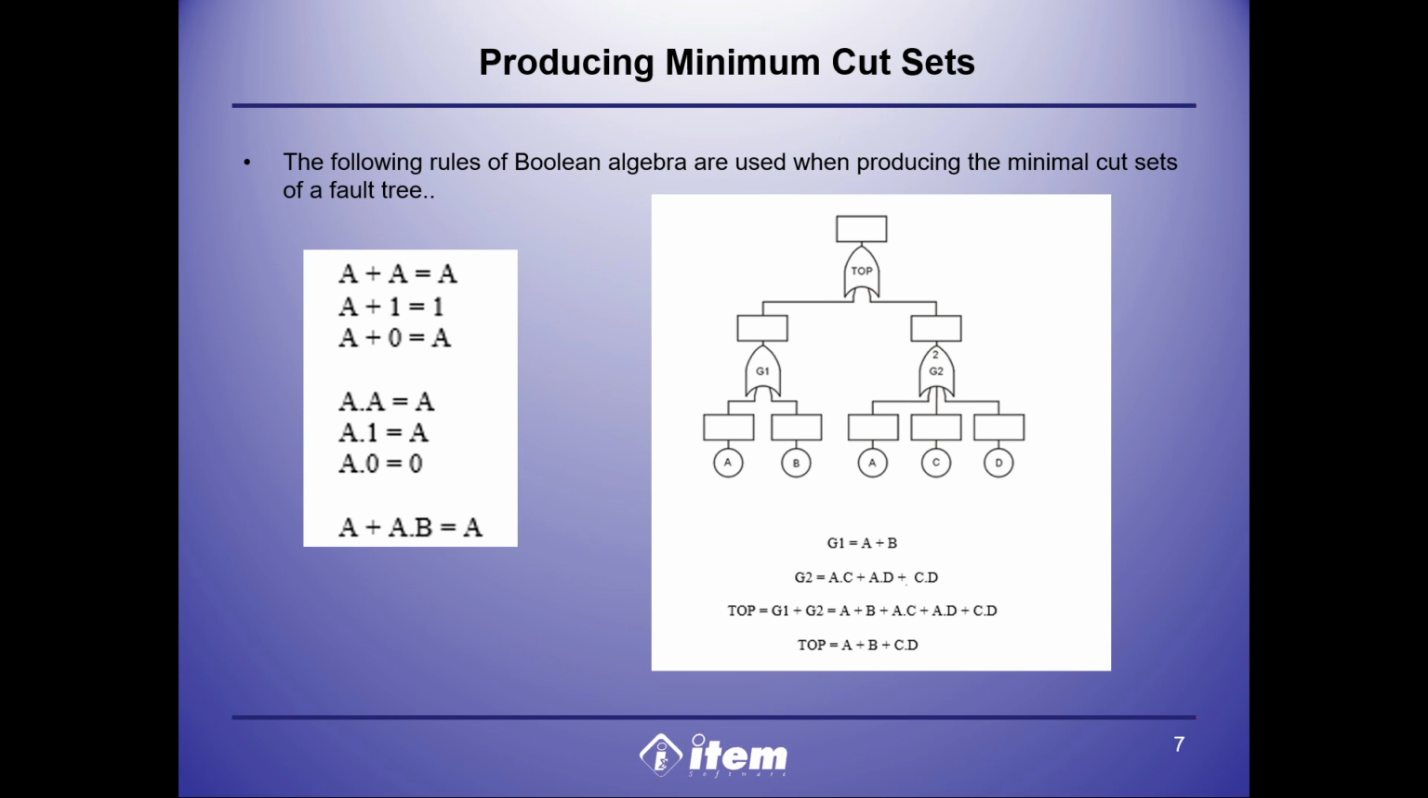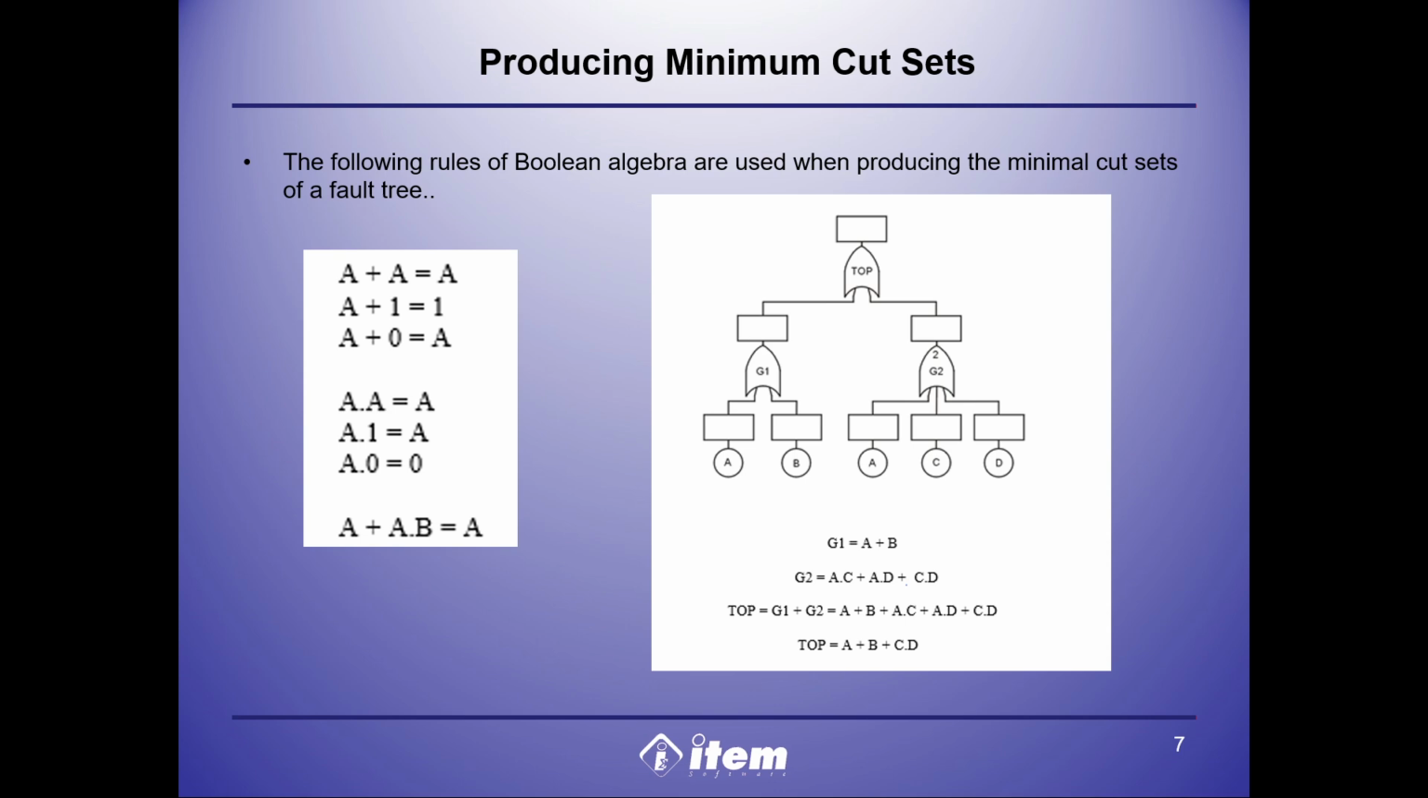However, the most critical rule for risk analysis, highlighted here in the red box, is the absorption law. This law states that X plus X times Y equals X. Let's look at a practical example of how this works in our software. First, we define our intermediate gates. Gate G1 is an OR gate with inputs A and B, which translates to G1 equals A plus B. Gate G2 is a 2 out of 3 majority vote gate with inputs A, C, and D. Just like we saw in the previous slide, this expands to G2 equals A times C plus A times D plus C times D. Our top gate is an OR gate that combines G1 and G2.